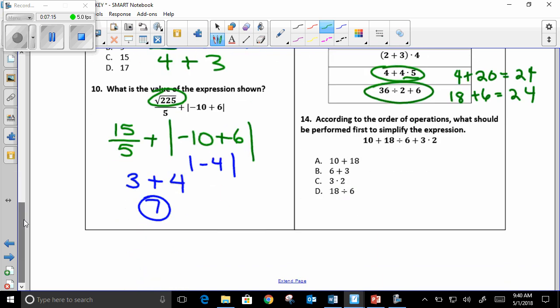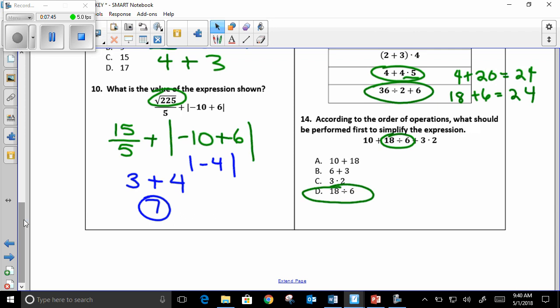Number 14, last one. Colin. No, not C. What'd you get? It is D. Why? What should be performed first? Remember, multiplication and division are equal. You do what comes first, left to right. So D was the answer.